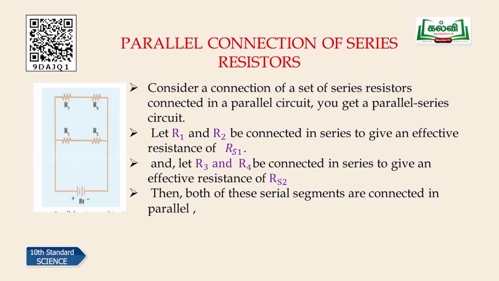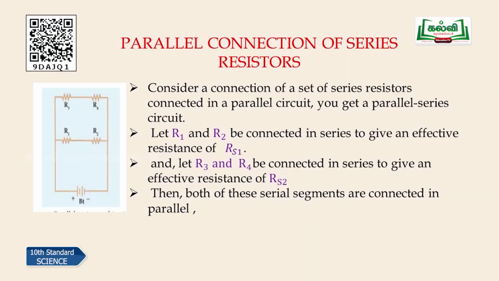Now let us go to the fourth section, that is parallel connection of series resistors. Now here also I have taken two resistors in series. For that the effective resistance is Rs1. Now again I have taken two more resistors R3 and R4, that also I have connected in series. Next I have connected both the sets in the parallel way. Okay, look at that. Consider a connection of a set of series resistors connected in a parallel circuit. You get a parallel series circuit.